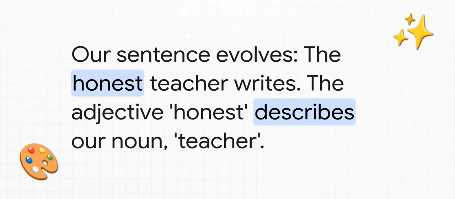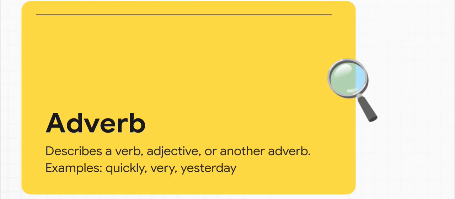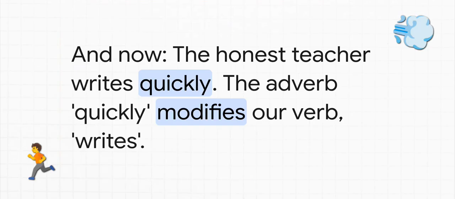See that? By plugging in just one simple word, honest, our sentence suddenly paints a clearer picture in our minds. That word modifies the noun, teacher, and just adds a whole new layer of detail. Awesome. Now, what about the action? How does the teacher write? This, my friends, is the job of an adverb. Adverbs tell us how, when, or where something is done. So let's say our teacher writes quickly. And there we have it. The word quickly modifies the verb writes, and it tells us more about the action itself. See how our sentence is getting richer and more interesting with every single piece we add?